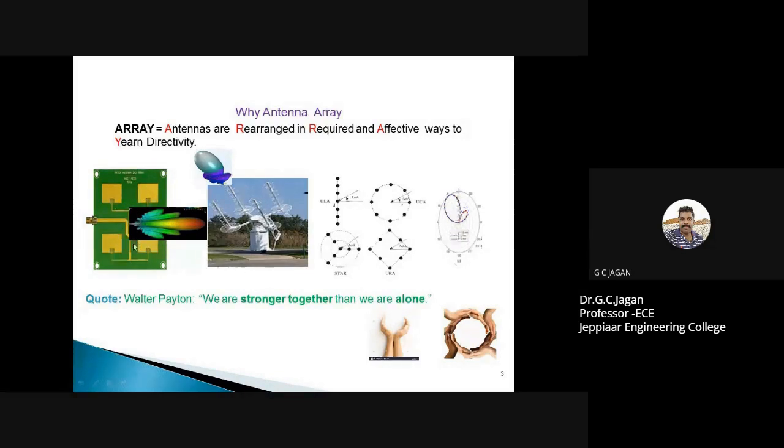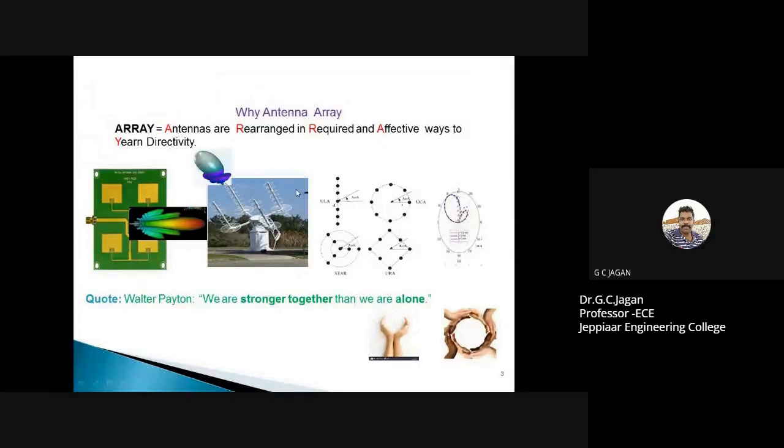In the second unit, you might have studied a single microstrip antenna. Here in this example, you can see four microstrip antennas which are fed with a source, so that the directivity can be improved. And in the second diagram, you can see that four helical antennas are arranged in a particular manner, so that its directivity and the gain can be increased.